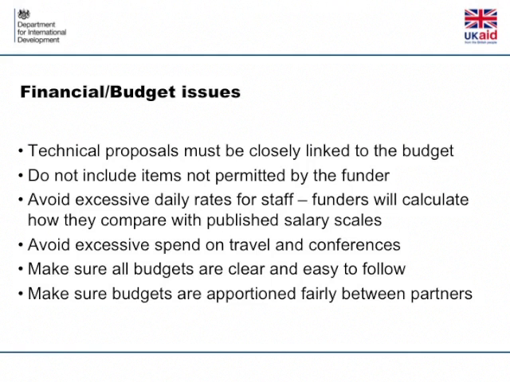Now, a particular issue for the current government in the UK is that they're very concerned about excessive spend on travel and conferences, and we have tried to say that some travel is essential and some dissemination at conferences is also essential, but avoiding excessive spend and particularly excessive numbers of individuals attending conferences. Make sure the budget's clear and easy to follow. And a final point, this is particularly for agencies in the north. You discover on some programmes that the lion's share of the budget is allocated to the partner in the north, and the budget is not apportioned fairly between all the different partners who are doing the work.